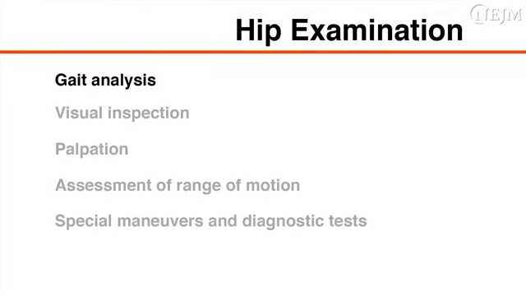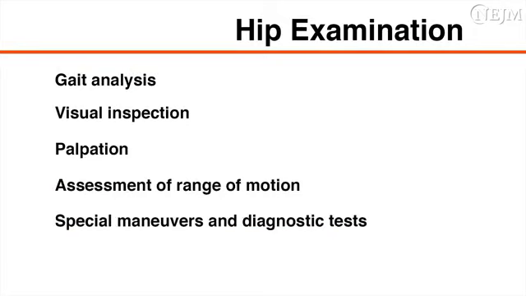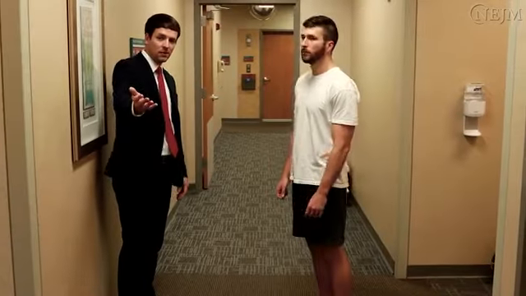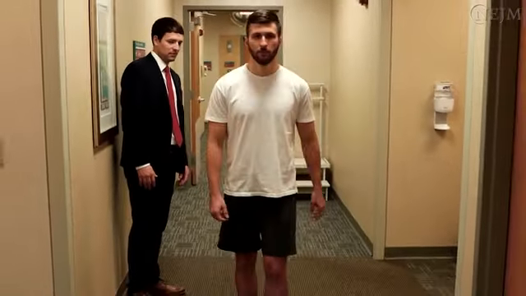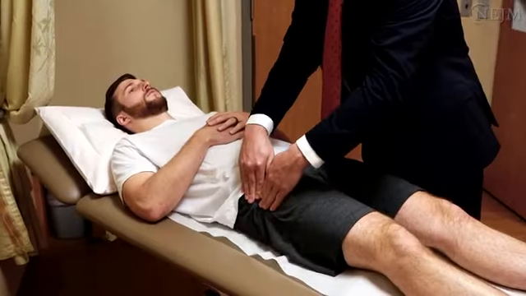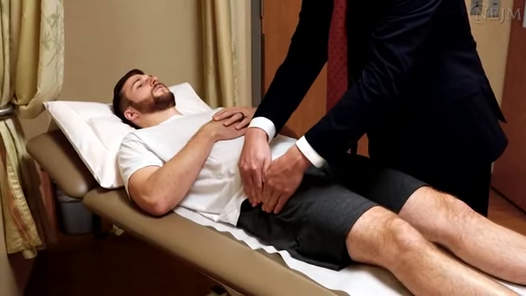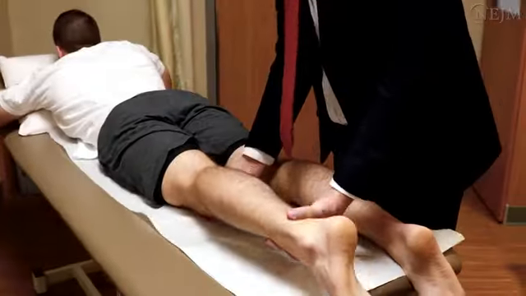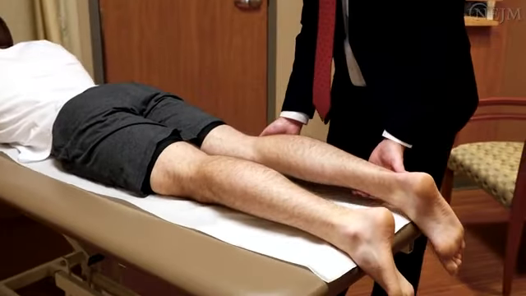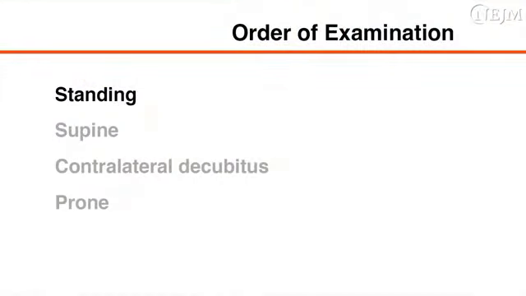A general hip examination includes gait analysis, visual inspection, palpation, assessment of range of motion, and the performance of various maneuvers and diagnostic tests. Assess both the affected hip and the unaffected hip for the purpose of comparison. Generally, if a patient presents with bilateral hip pain, one hip is more symptomatic than the other, and comparison is still warranted.